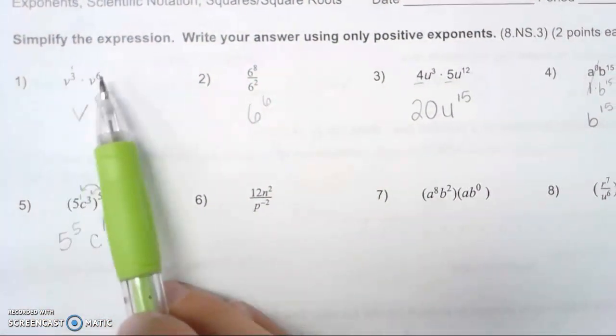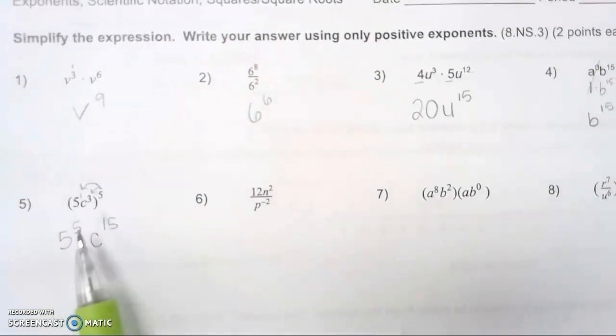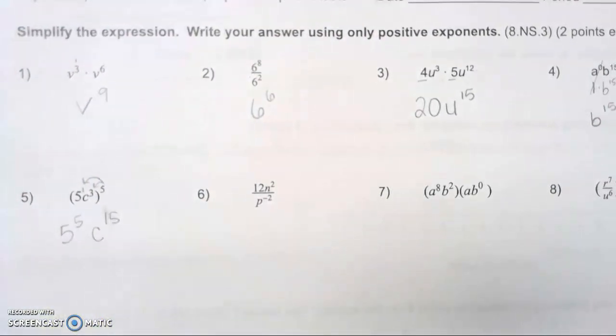So multiplying exponents, you add them. Dividing exponents, you subtract them. A power to a power is when you will multiply them.